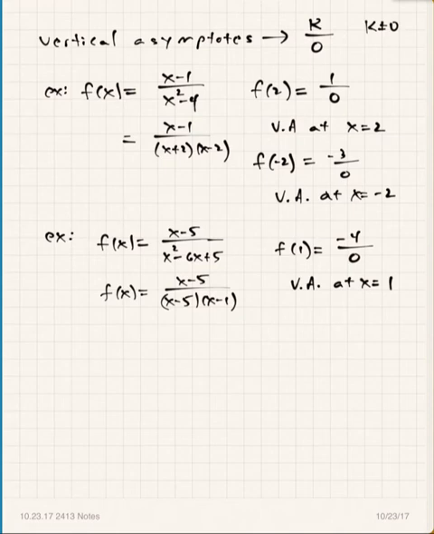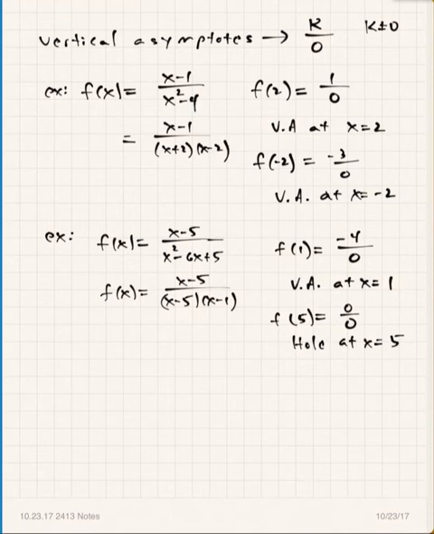And now look what happens when you have f of 5. F of 5 gives you 0 divided by 0. When you get 0 divided by 0, you have a hole at x equals 5, right? So 0 over 0 gives you a hole in the graph.